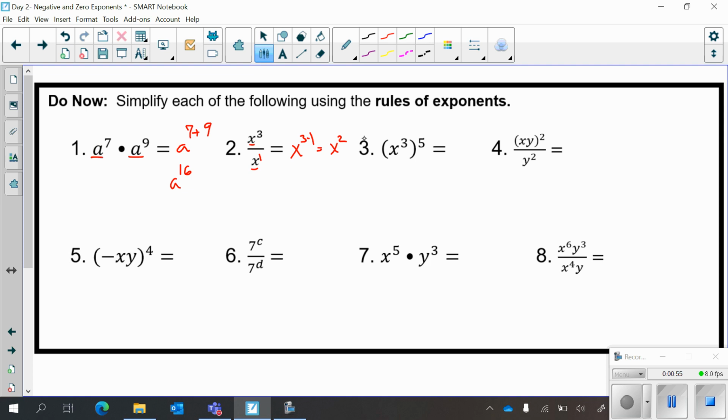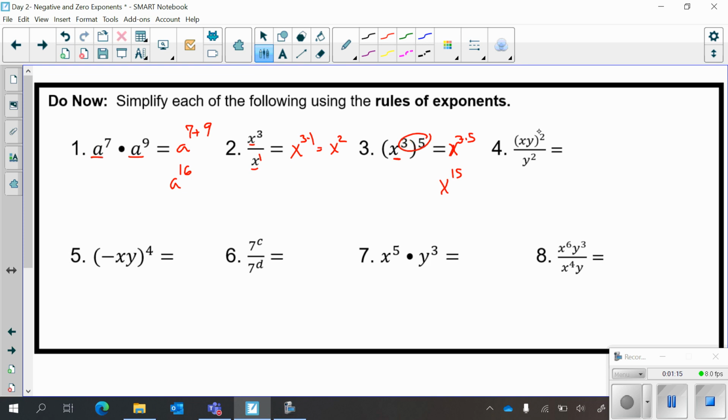In number 3, you only have one base, and when you have one base but multiple exponents, you keep the base and you multiply. So this would be 3 times 15. I lied, that's 3 times 5, which is 15.